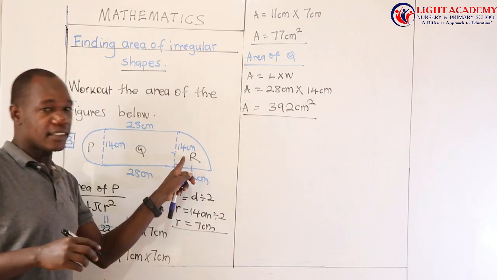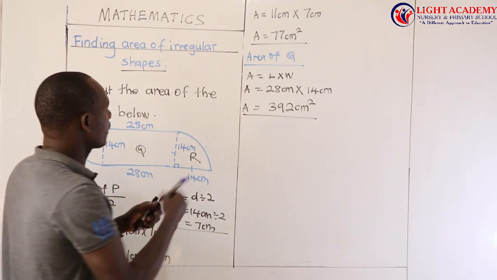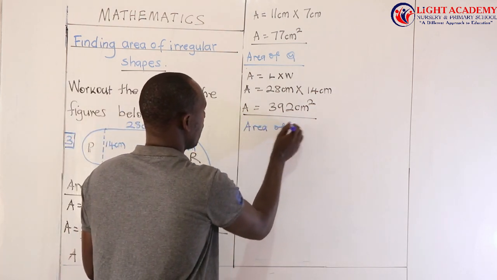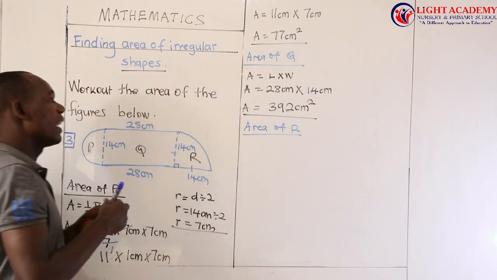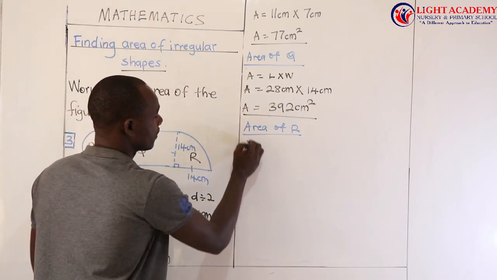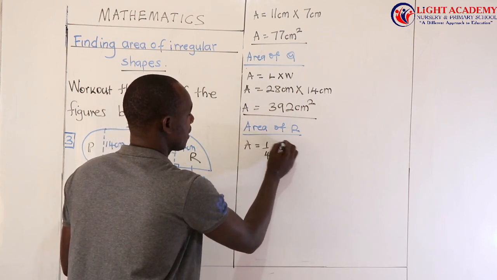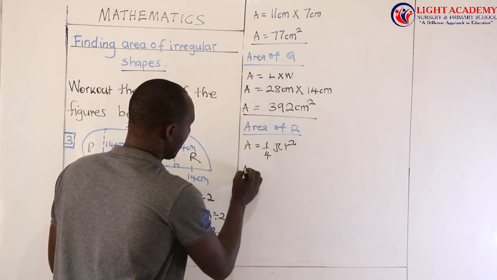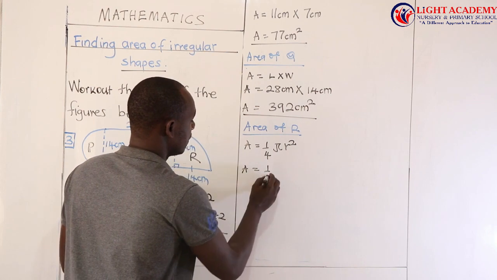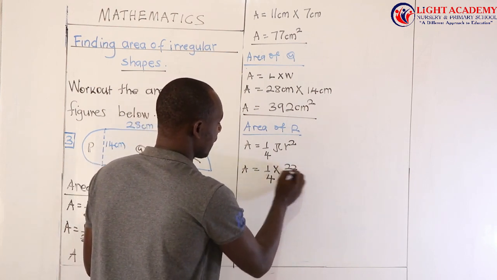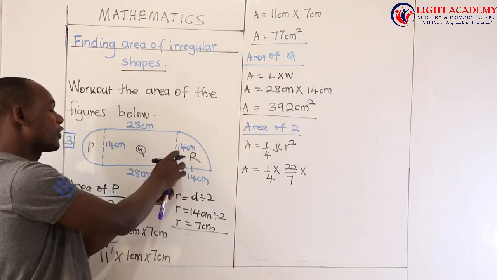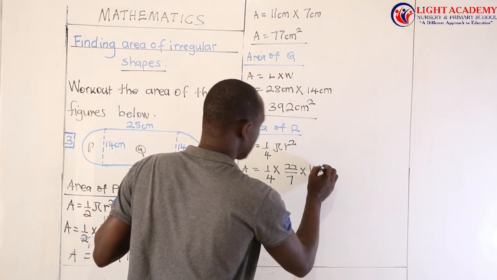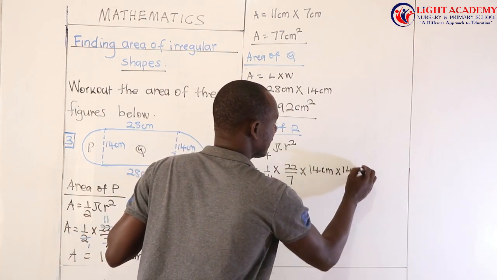Now we are remaining with part R. Area of R. Our shape R is a quadrant. So we shall work out the area of that quadrant. The area of the quadrant equals a quarter pi r squared. So our area will be equal to a quarter times pi, which is 22 out of 7, times the radius, the distance from here up here, which is 14, which is our radius. So times 14 centimeters times 14 centimeters.